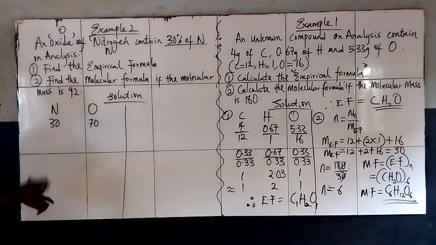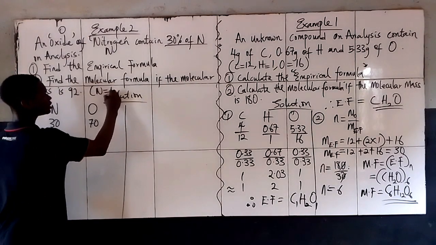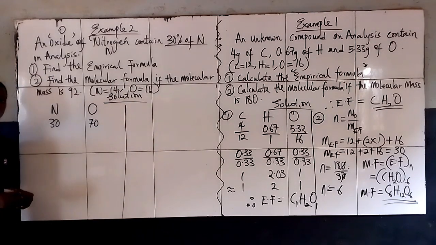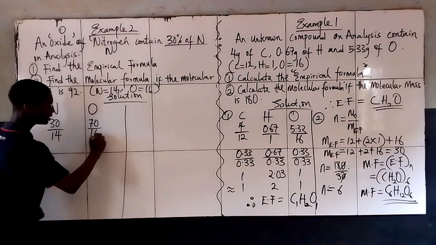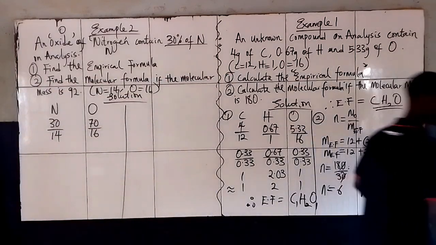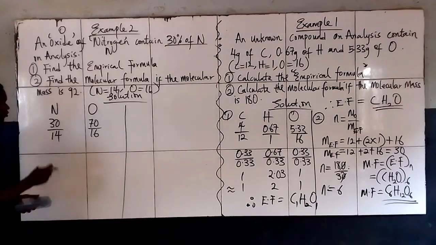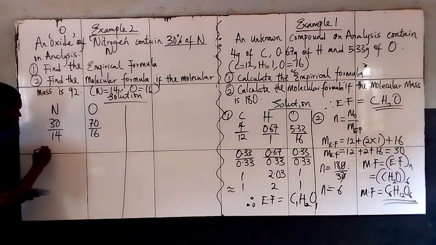Now we have done this. The next step is to what? Divide each by their respective atomic masses. We all know that nitrogen is 14, and then oxygen is 16. So we'll be dividing each by their atomic masses. So this should be over 14 and over 16. So let's quickly get our calculator and see how we can solve this question. The first will be 30 divided by 14. Now here we have 2.14.